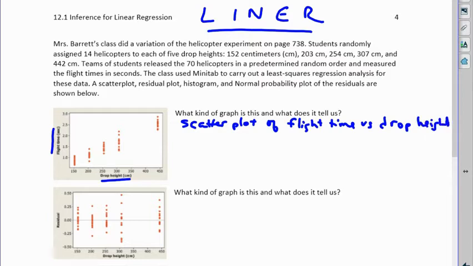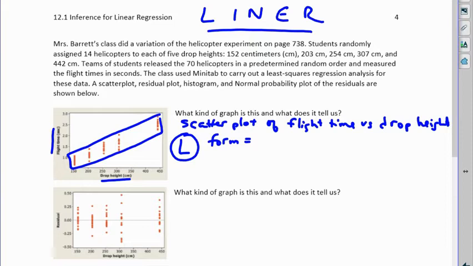So what is that going to help me decide? It's going to help me decide the L. Do I see something that looks linear? So I need to look at its form. The form to me does seem to have a generally linear pattern, increasing. So I would say that the form does appear to be linear. As you increase your drop height, your flight time seems to be linearly increasing.